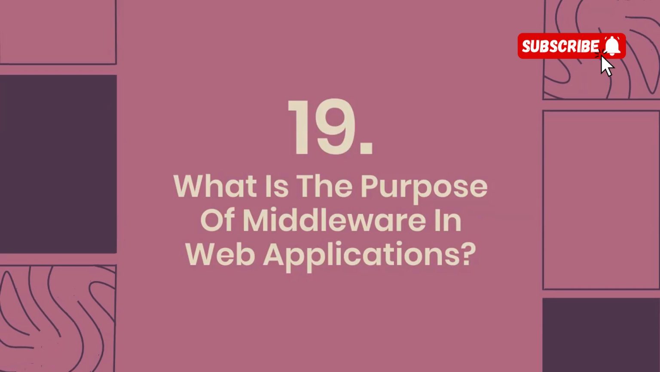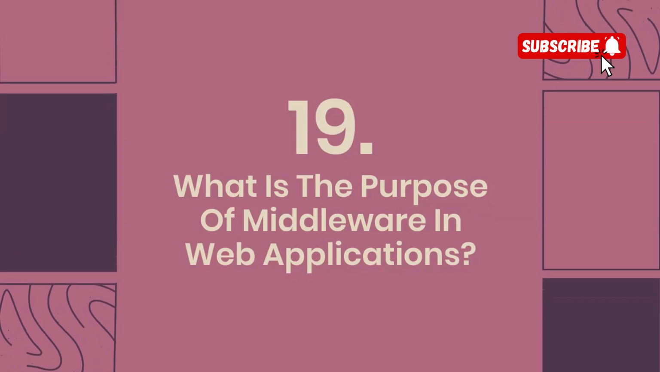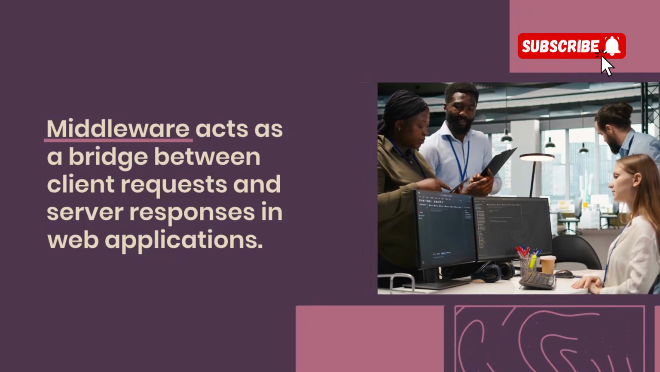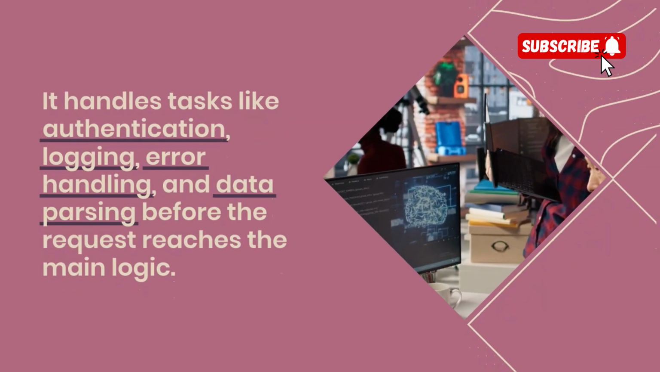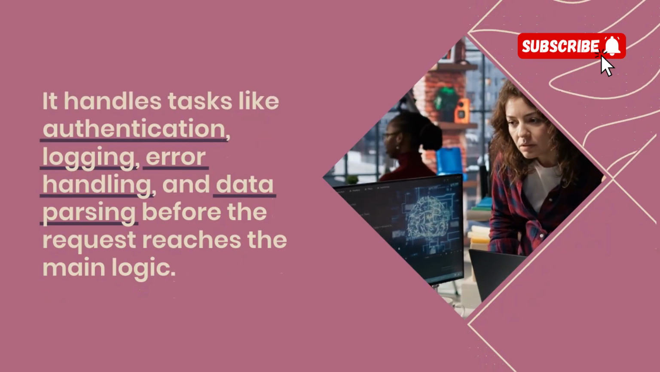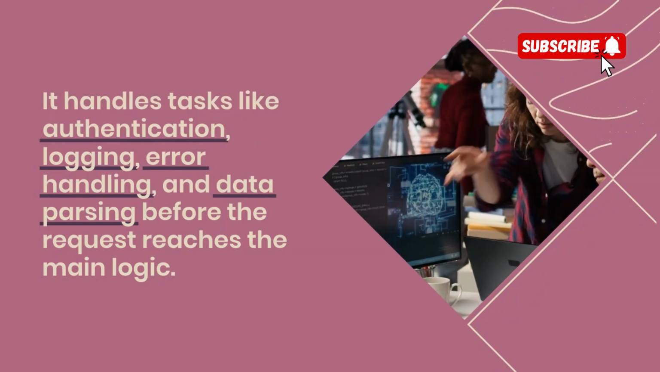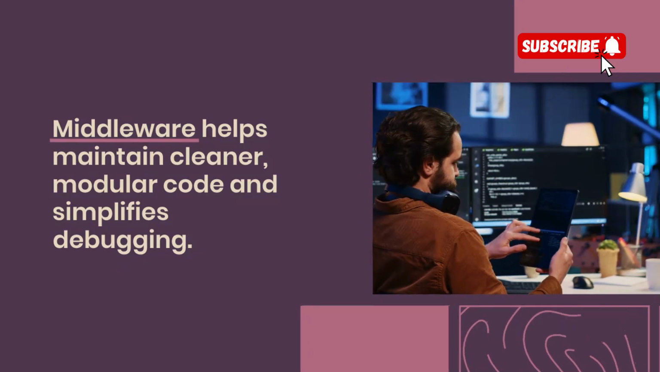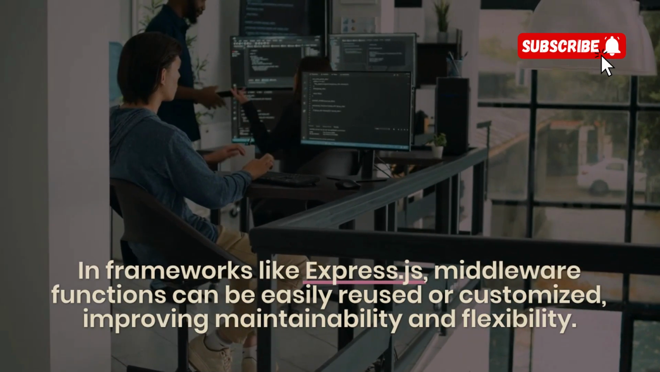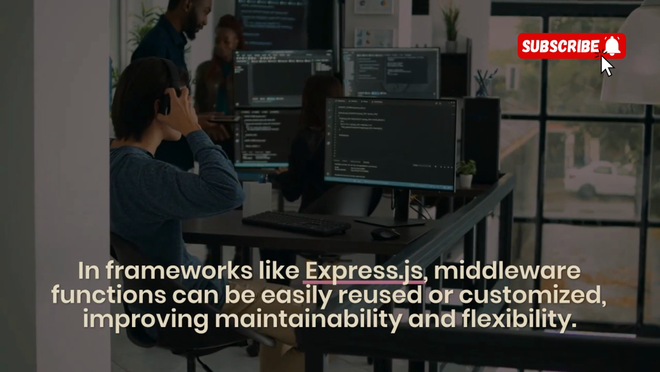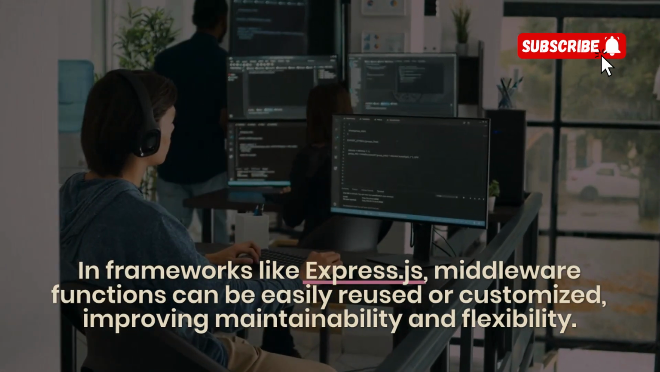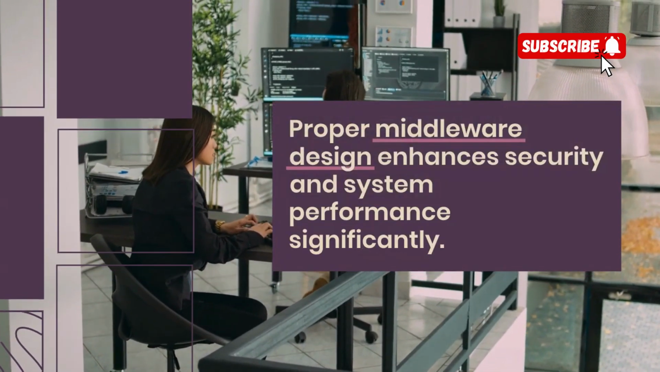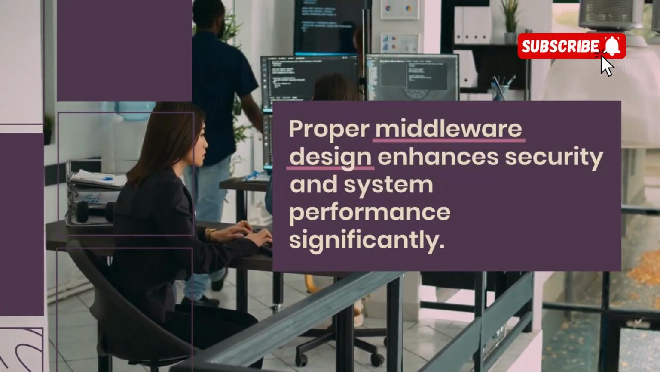19. What is the purpose of middleware in web applications? Middleware acts as a bridge between client requests and server responses in web applications. It handles tasks like authentication, logging, error handling, and data parsing before the request reaches the main logic. Middleware helps maintain cleaner, modular code and simplifies debugging. In frameworks like Express.js, middleware functions can be easily reused or customized, improving maintainability and flexibility. Proper middleware design enhances security and system performance significantly.